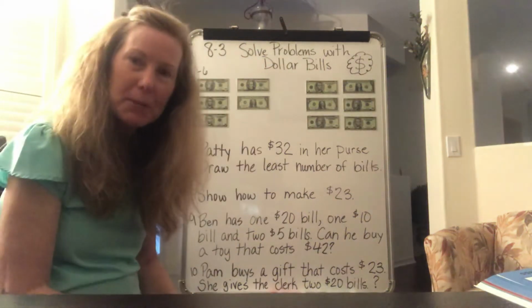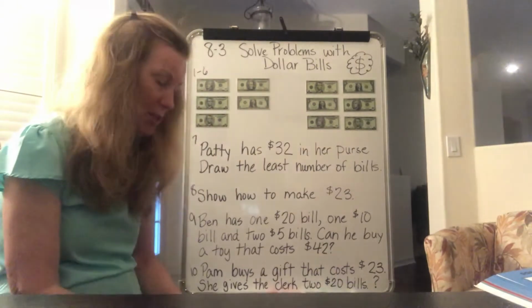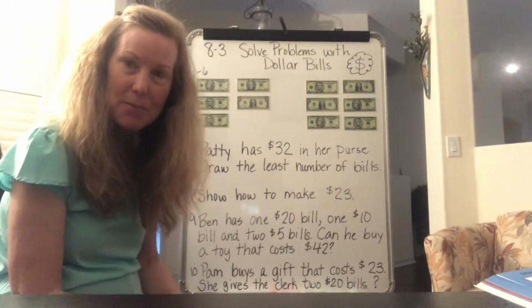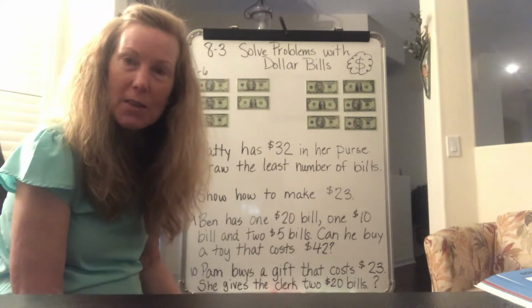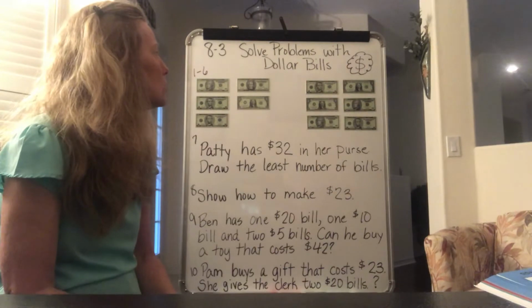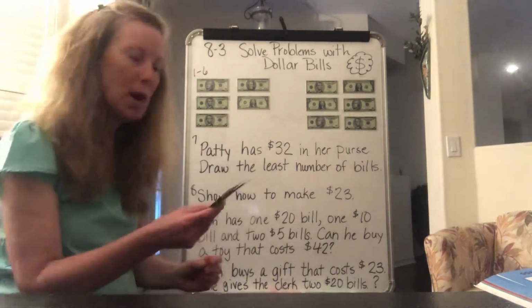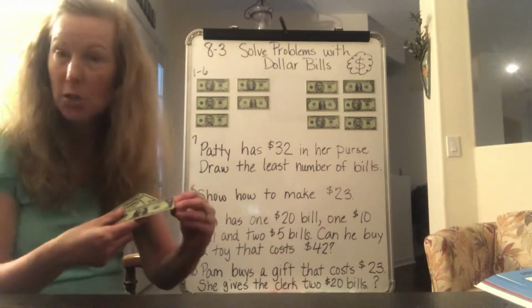Good morning. Happy Tuesday. All right, this morning in math, we're going to begin with counting dollars. And then I wanted to show you what some of them look like up close. Now, these aren't the real thing, but they're magnetic. So there's a $1 bill.